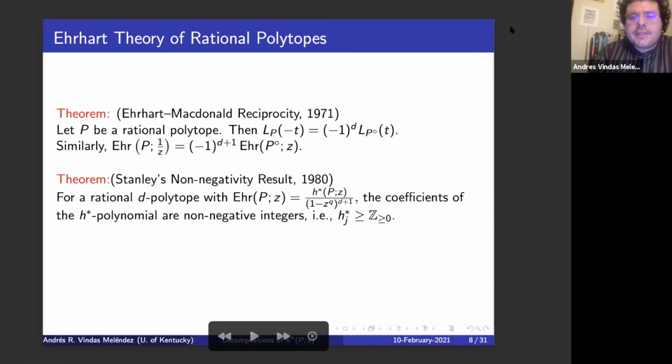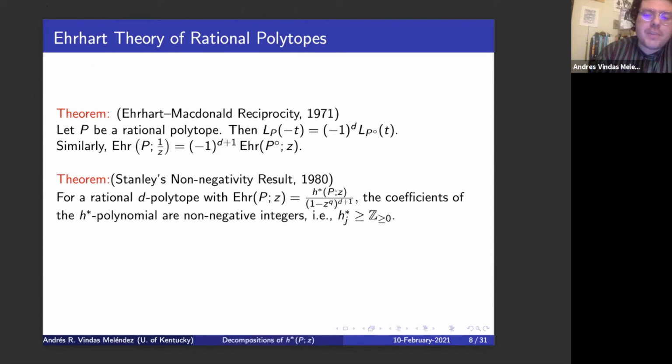In the 80s, Stanley proved that if you have a rational D polytope with the following Ehrhart series, the coefficients of the H star polynomials are non-negative. Okay. And so the decompositions of the H star polynomial for rational polytopes that I present in a little bit are kind of another way to look at the non-negativity result by Stanley.